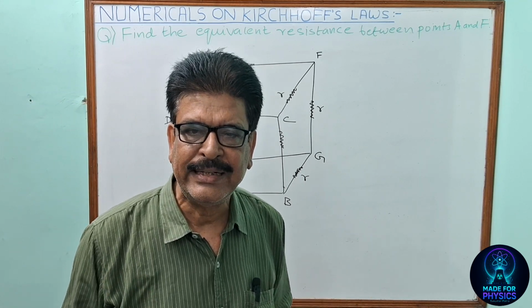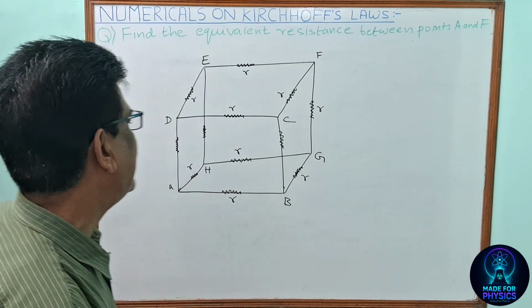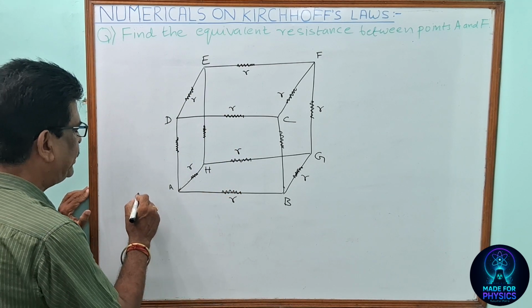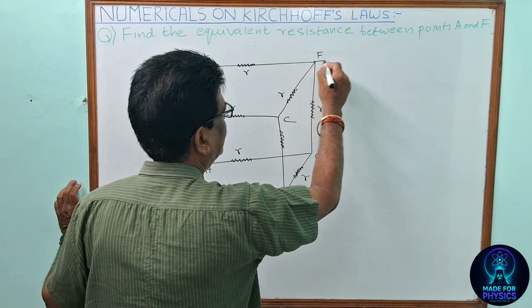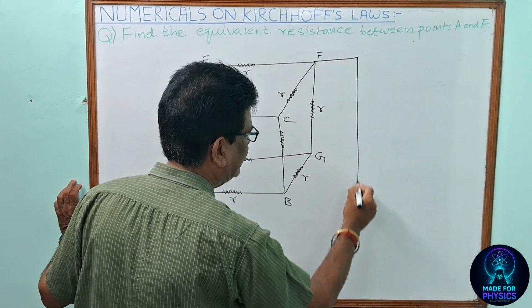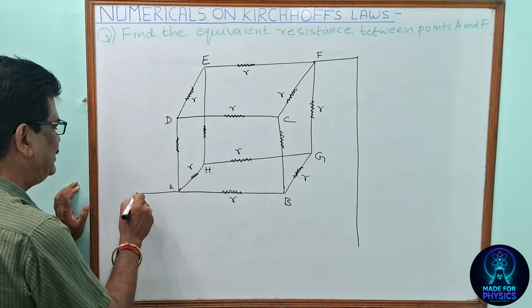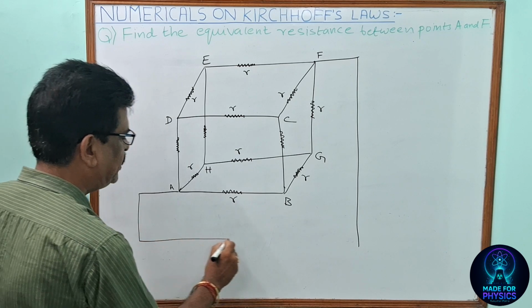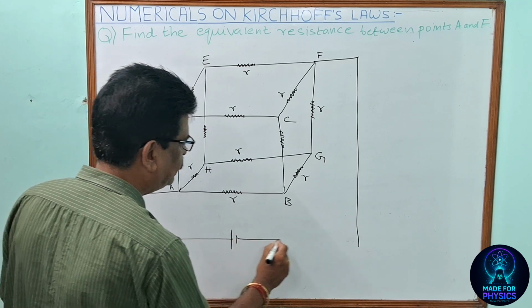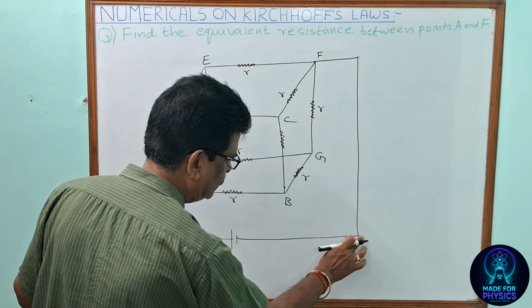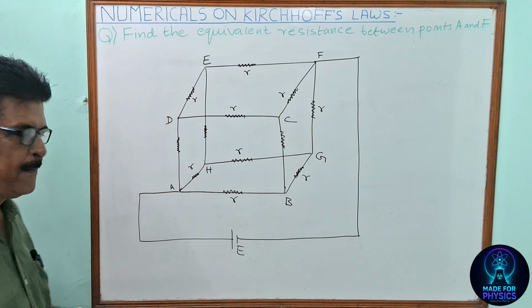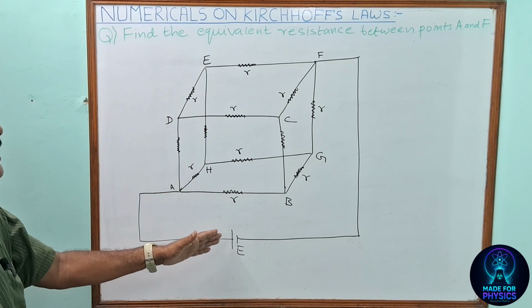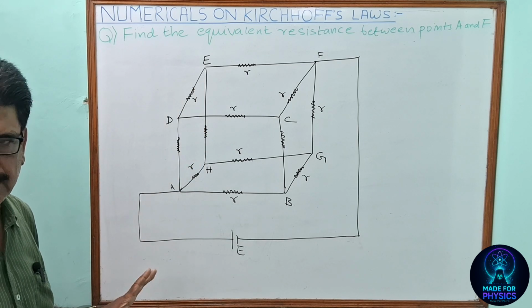So how can I get current? For that, I'll apply a source of current between point A and F. So I'm modifying this diagram slightly by considering a source of current between point A and F. So this is the source of current between point A and F. This modification I have done. This E will send a current in this circuit.